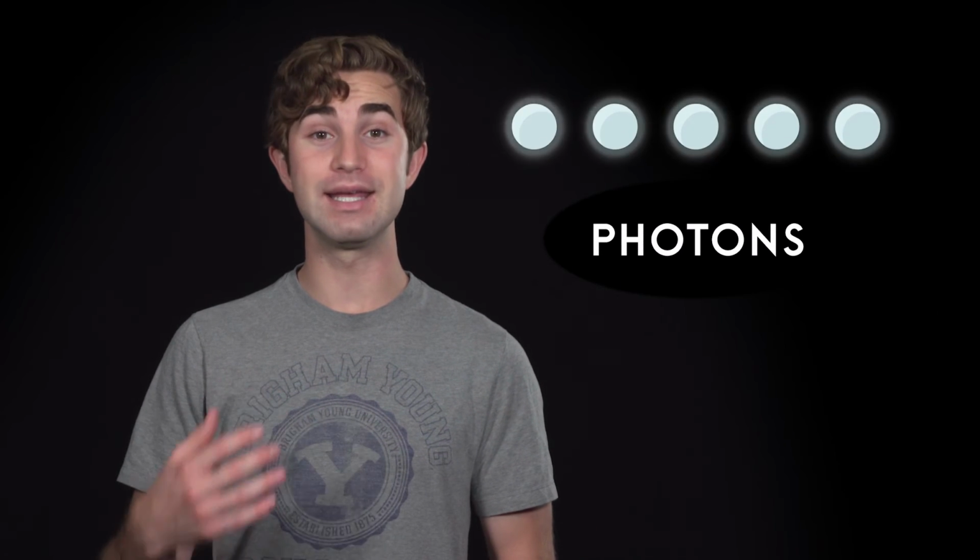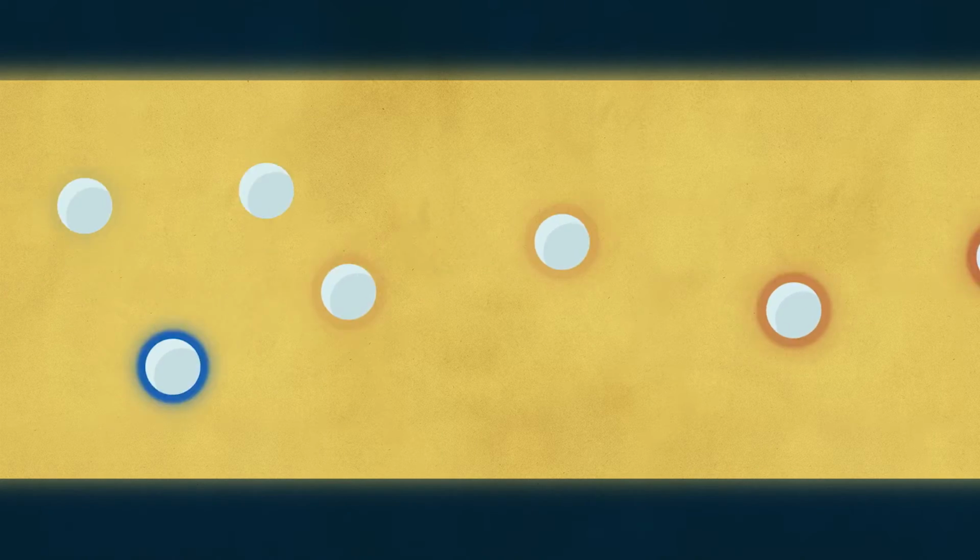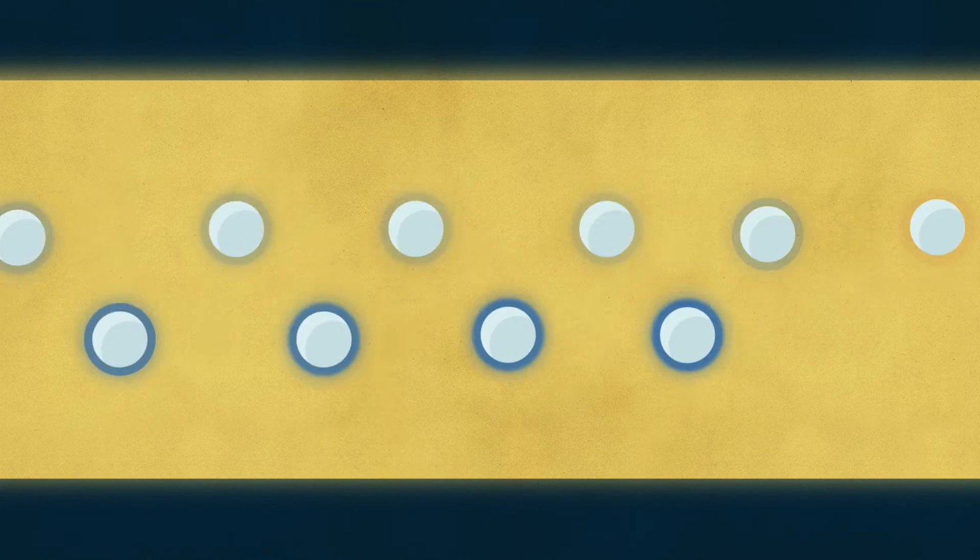Einstein said light transfers energy in mass-free bundles called photons. And he explained that each photon's energy depends on the light wave's frequency. The higher the frequency, the greater the photon's energy. So while amplitude does determine the total energy of a light wave, frequency determines the individual energy of each photon.